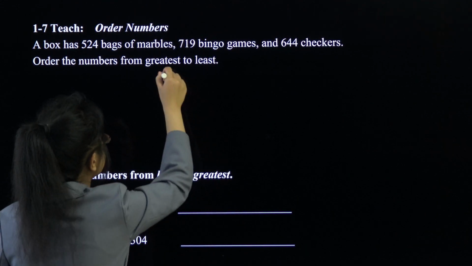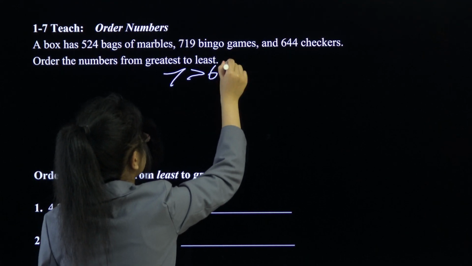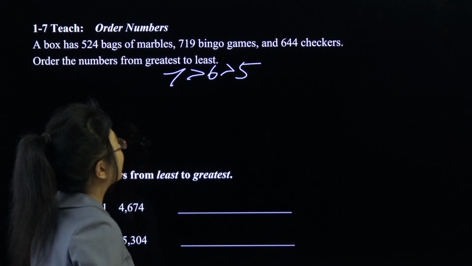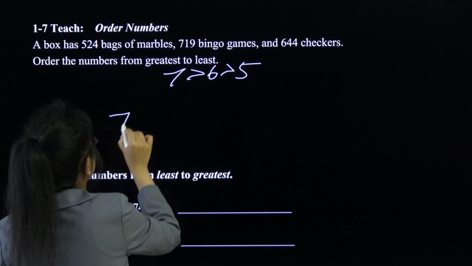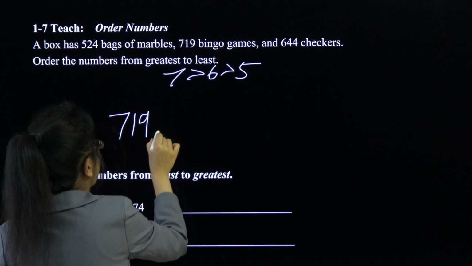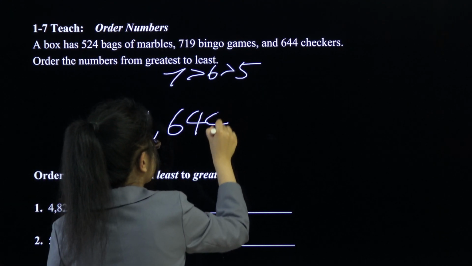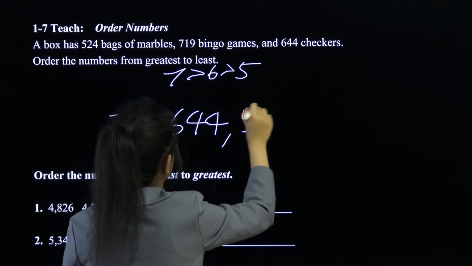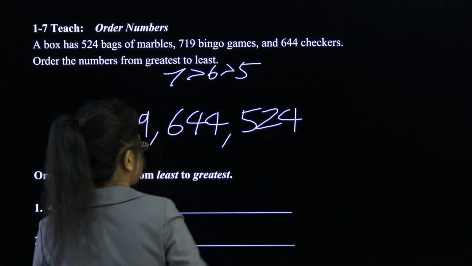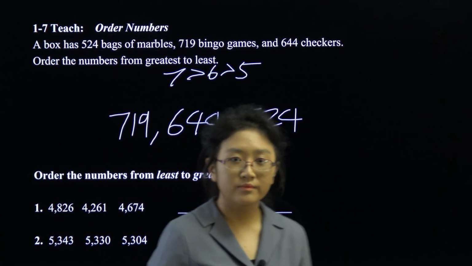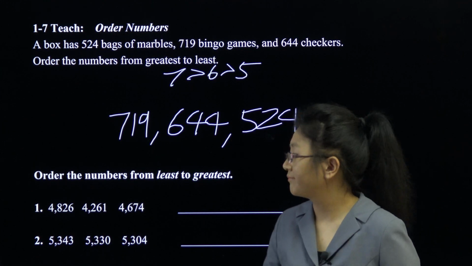Well, I guess we have our answer. 719 is the greatest, 644 is the next greatest, and 524 is the least. Okay.